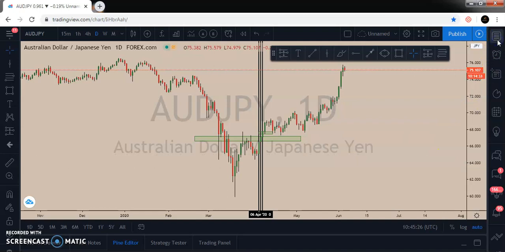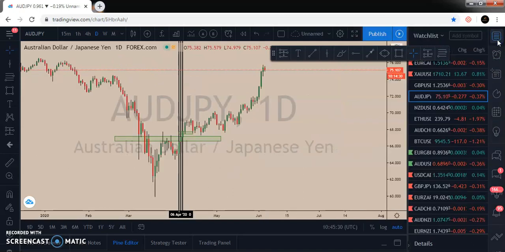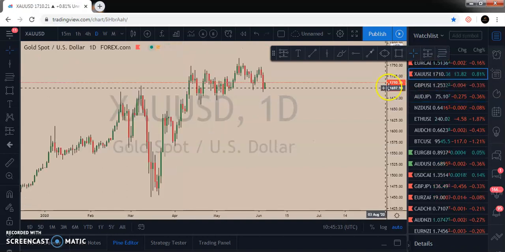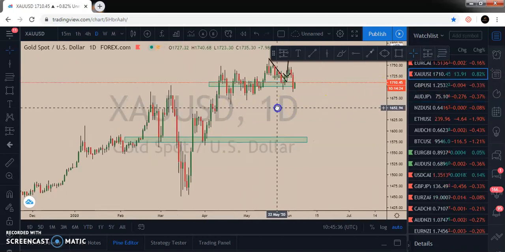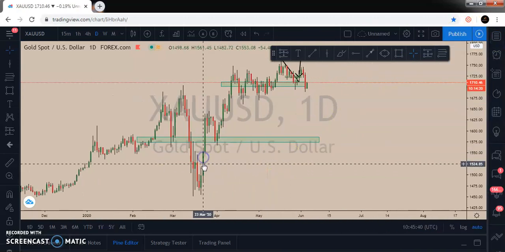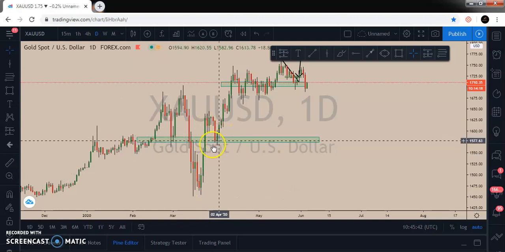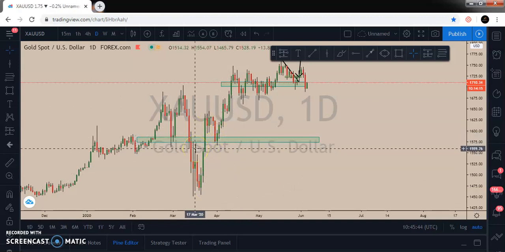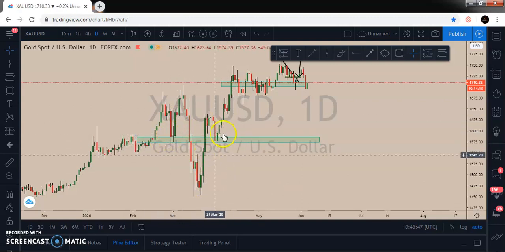You can continue doing this on all other markets. For example, let's say you want to do the same thing on gold. This is a daily time frame, and for gold, this is a structure level break and retest, which I've identified here, and what you can see here is an inverted head and shoulders pattern.